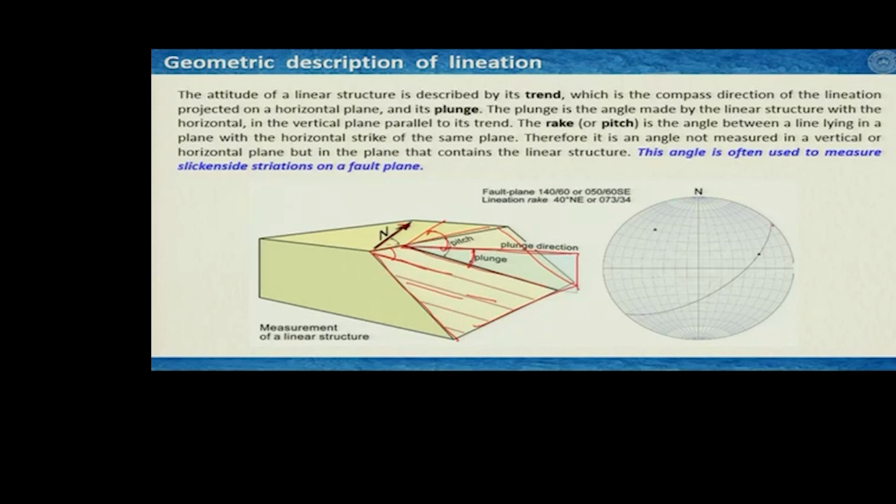And this angle is often measured mostly to figure out the slickenside striations on a fault plane and so on. And for example, in this case, if this is the north, then we can figure out, so this is the linear feature, and this is how we plot it in the stereonet.